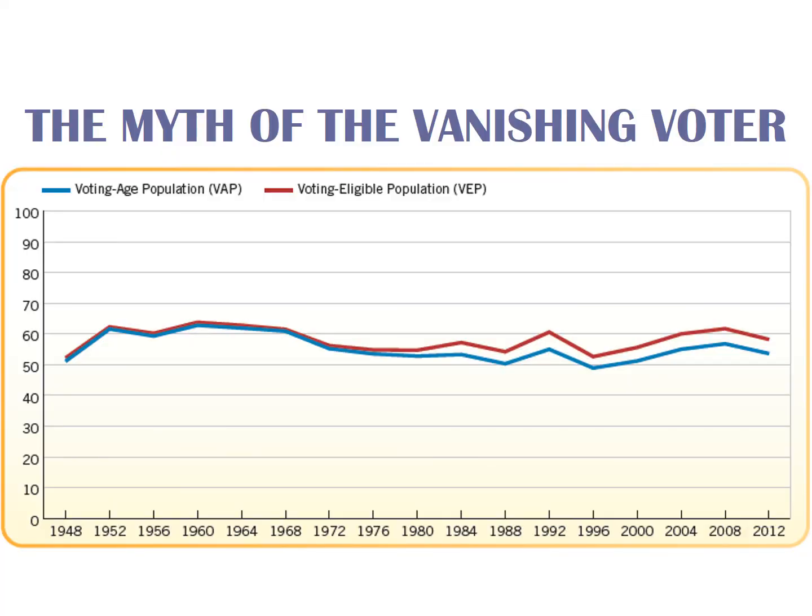Now, we talked a little bit about VAP versus VEP at the beginning of the lecture. I want to talk about the myth of the vanishing voter. I talked about those two populations kind of diverging, and you can see that to begin in this graph around 1976. So actually, as far as voter turnout goes, the proportion of voters that have participated in elections have stayed relatively similar since about 1928.